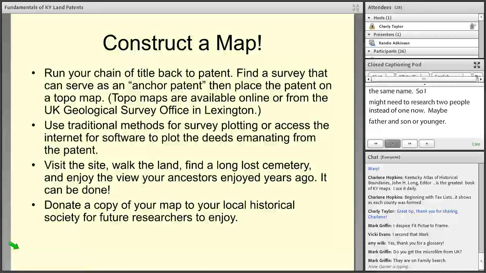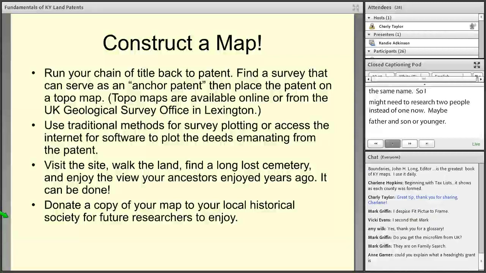What you would do if you wanted to consider doing this is run your chain of title back to patent. Okay? You take those deeds at the courthouse, and eventually you're going to see it being a part of an original patent issued to Nathaniel Logan. And we've shown you where to find that patent today in this talk. Use traditional methods of plotting or acquire some software to do that. Visit the site, walk the land, find a cemetery, and enjoy the view that your ancestors saw years before. And for Pete's sake, donate a copy of your map to the local historic site for future researchers.